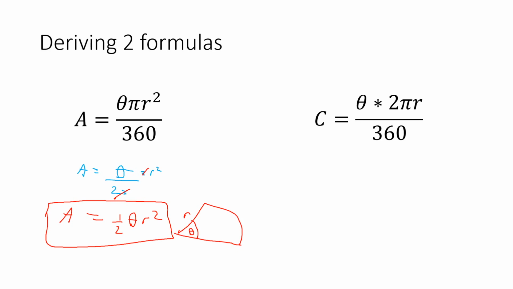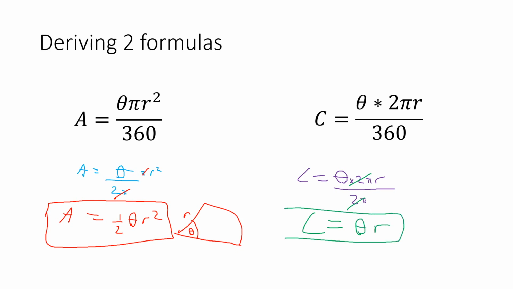Now let's do it with the circumference. For the circumference, again, we're going to use radians. So, theta over 2 pi times 2 pi r. Because we're multiplying both top and bottom with the same number, we can cancel it out. So the circumference is just going to be theta times the radius. Yeah? And it's only because we are using radians.